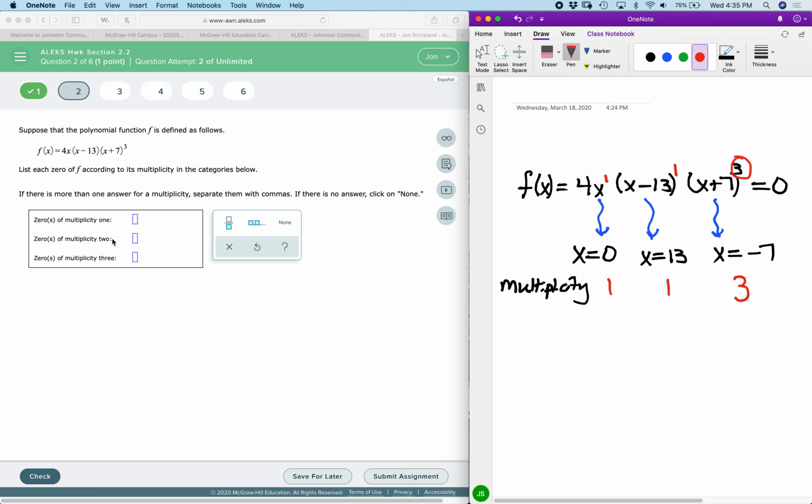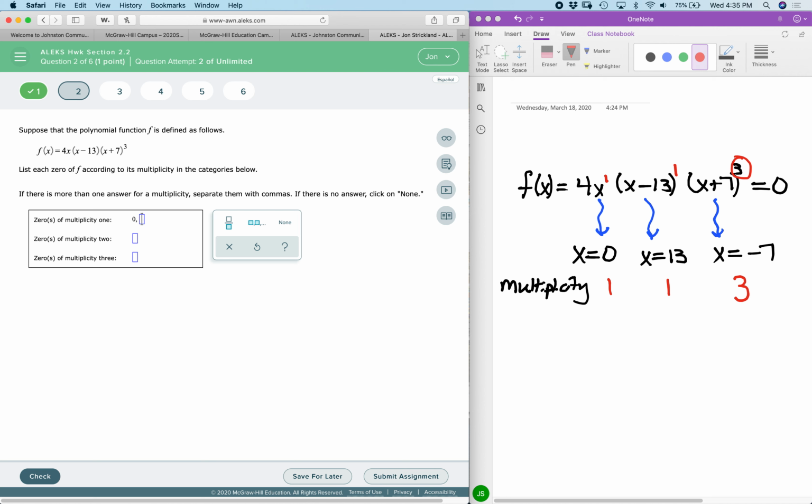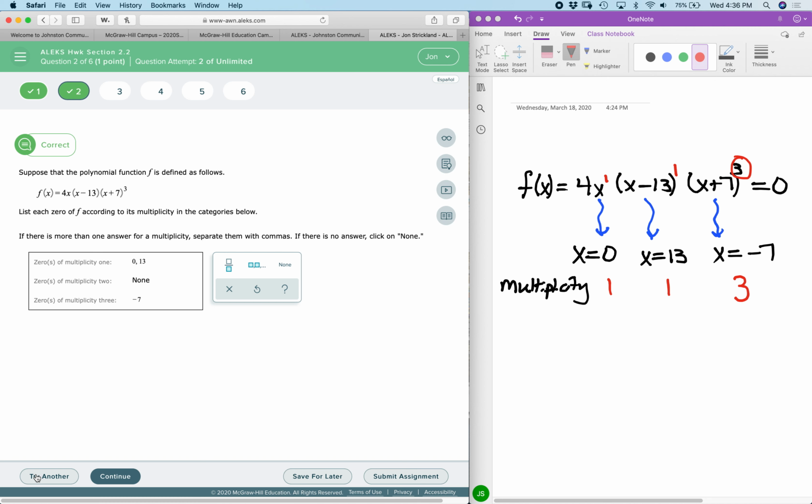Now, for the zeros of multiplicity 1, I have 0 and 13. And since I don't have any square expressions for the zeros of multiplicity 2, I have none. And for the zeros of multiplicity 3, that is going to correspond to negative 7. And checking the result, that is correct.